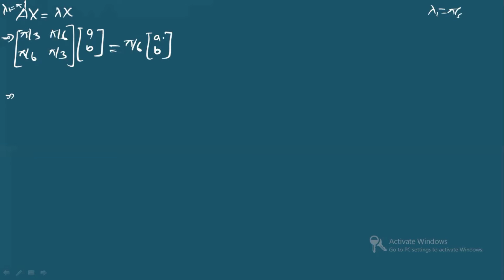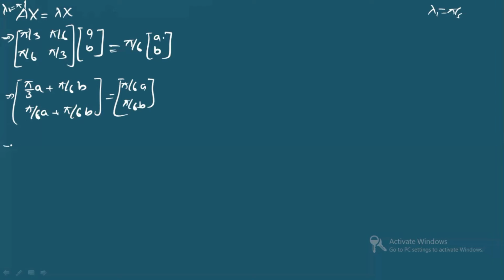All right. Now you will just do the basic way how you can do, just multiply. You will get pi by 3a plus pi by 6b. This is pi by 6a plus pi by 6b. All right. This is what you will get. Yes or no? And it will be equal to pi by 6a, pi by 6b.